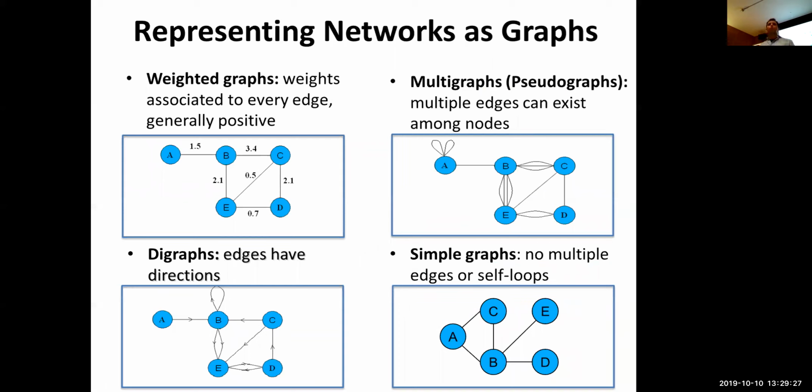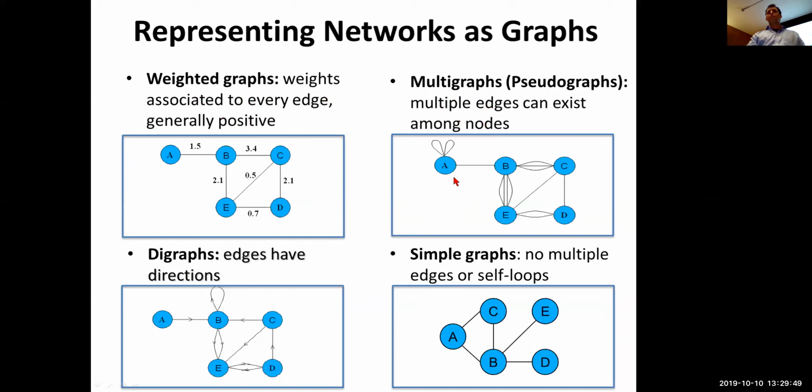So what we're going to do today is represent networks as graphs. So as a mathematical object that allows us to compute on these networks. So we're going to look at weighted graphs or multigraphs or digraphs or simple graphs. So weighted graphs are graphs that have a weight associated to every edge. And these are generally positive weights. Okay, they basically tell you the strength of the interaction.